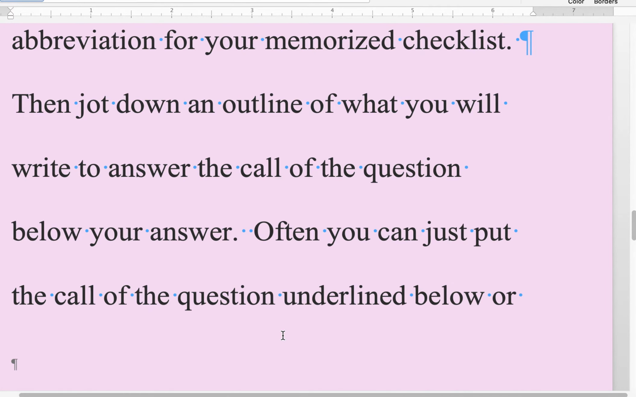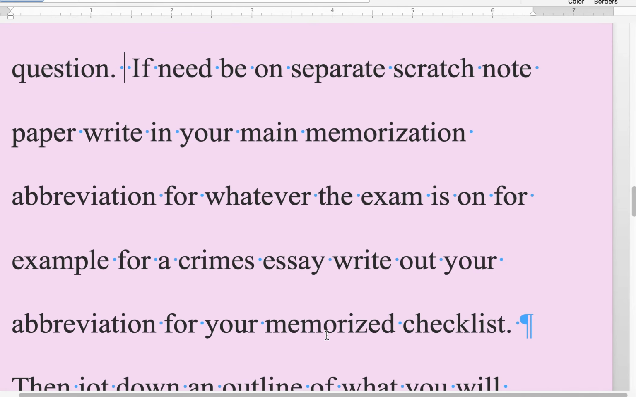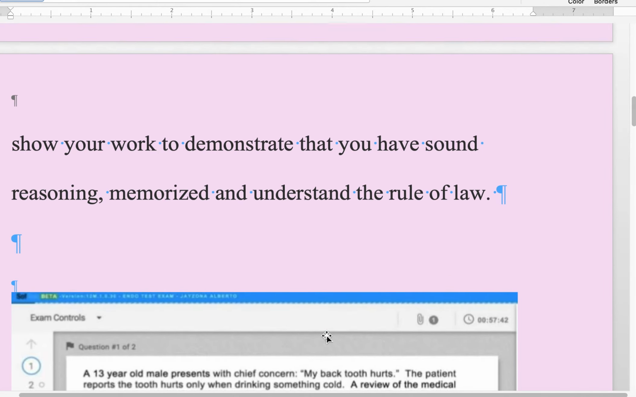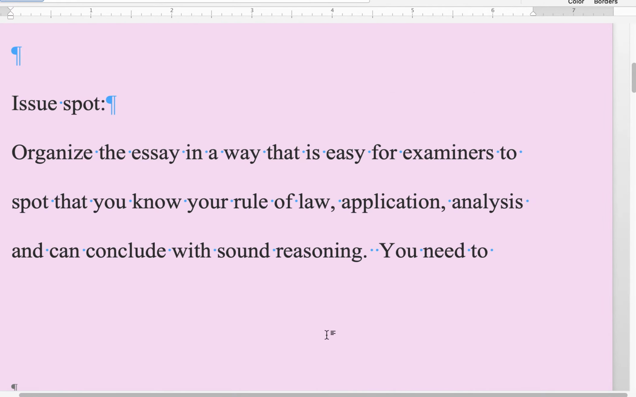Now, after you've read the call of the question the second time, jot down an outline of how you're going to answer this question, how you're going to attack it. A lot of people like to put the call of the question in the order that the questions are asked right below and underline them. Okay? That's a good idea. Then you can look at your jotted note real quick to just peek at it for a second to gather your thoughts. Take a deep breath.